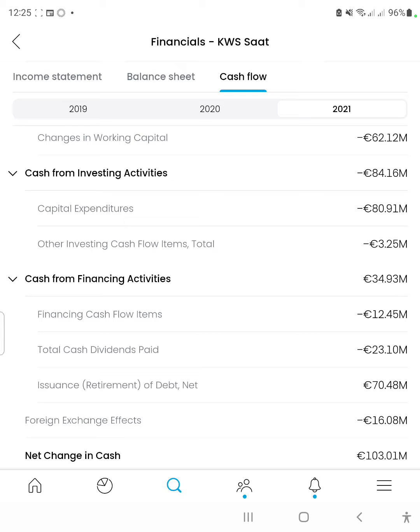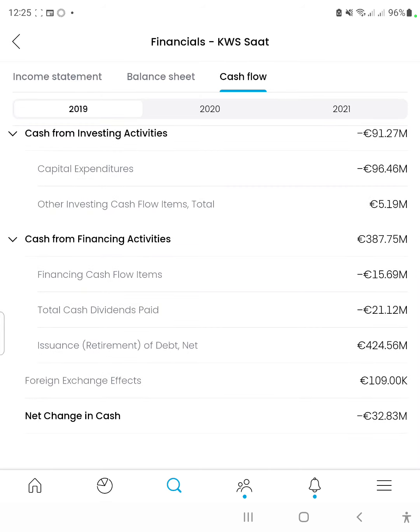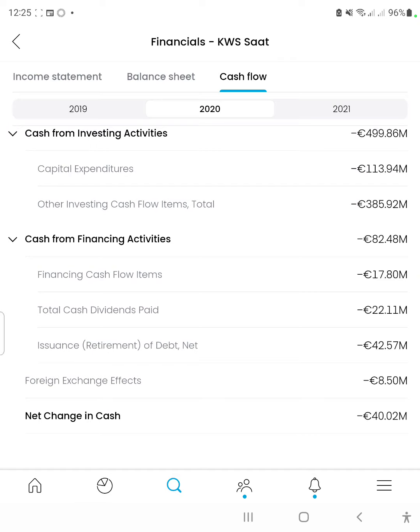Let's just check how much the total net change in cash has changed over the past 3 financial years, just to see if there's any trend. So in 2019, it had a negative 32.83 million euros. 2020, it had a negative 40 million euros. So it increased its liabilities, its liquid liabilities. 2021, as we just saw, it increased quite massively to 103 million euros. So that is the financial statement analysis of the KWS SAAT.